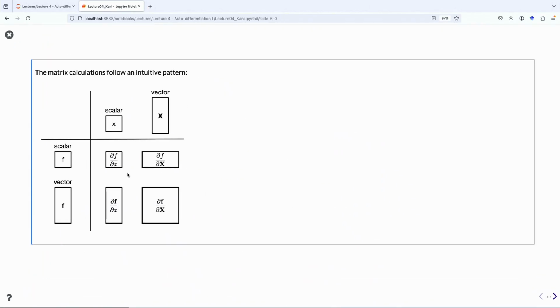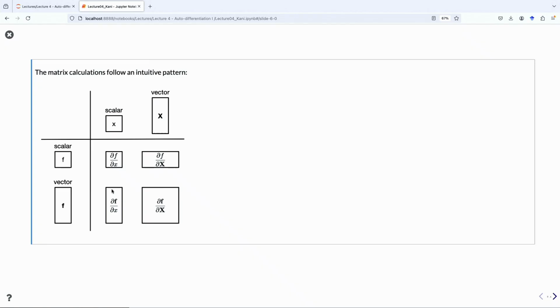So one other thing, as far as dimensions go, I wanted to emphasize this: they follow intuitive patterns. So if you're taking the derivative of a function that's a scalar with respect to another scalar, you get what? You get a scalar. That's normal calculus. If you're taking the derivative of a function that's a vector with respect to a scalar, what do you get? Well, you get a vector again, right? Because you have a vector of functions, and you take each of those derivatives with respect to a single variable.